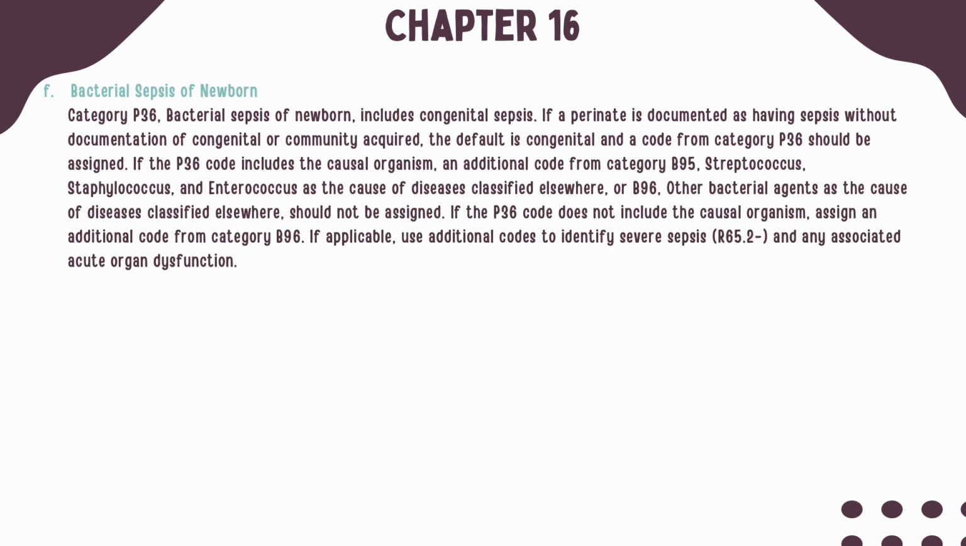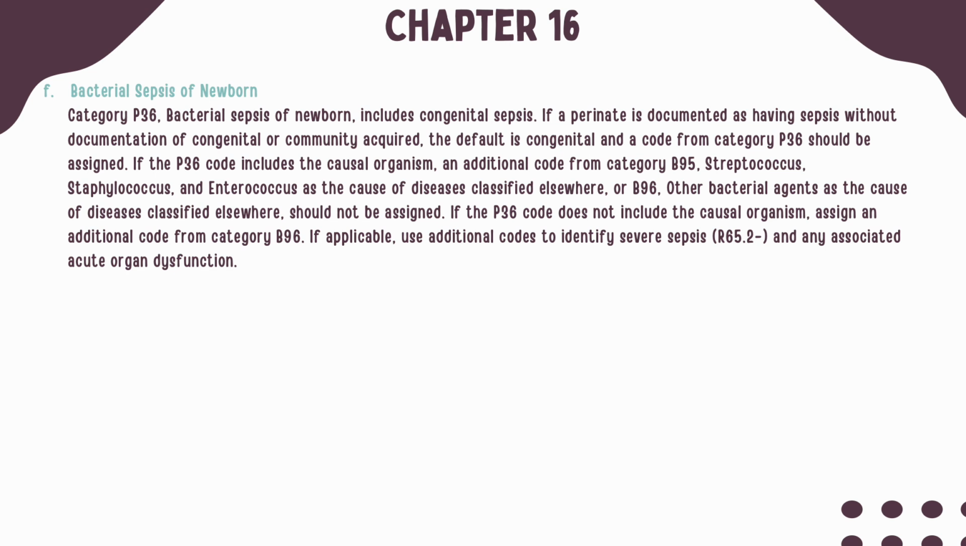Category P36 for bacterial sepsis of a newborn includes congenital sepsis. If it is documented that sepsis is present in the perinatal period and it is not documented as congenital or community acquired, the default is congenital and it should be represented with a code from category P36. If P36 does not include the causal organism, an additional code from B95 or B96 is appropriate. If it does include the causal organism, no further codes should be assigned.